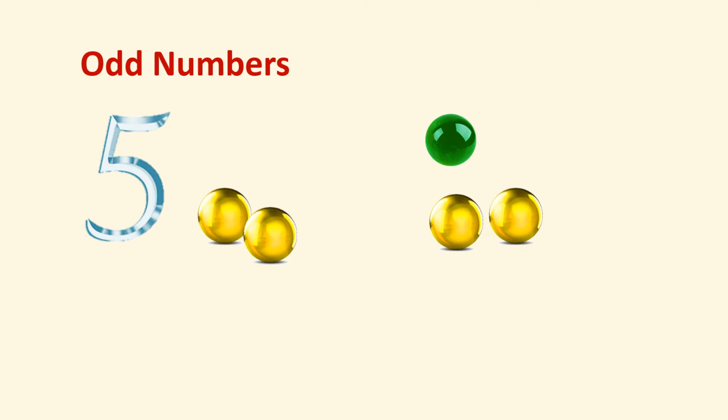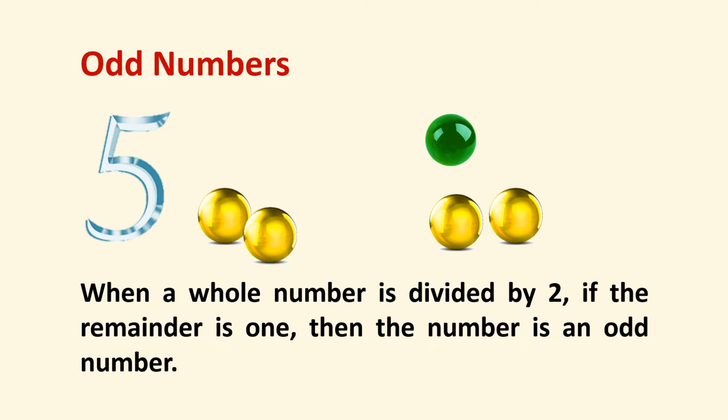Why? If we can't divide a whole number completely by 2, or else we can say when you divide a whole number by 2 and if the remainder is 1, therefore we can say that is an odd number. So once again, we'll define what odd numbers are. When a whole number is divided by 2, if the remainder is 1, then the number is an odd number.